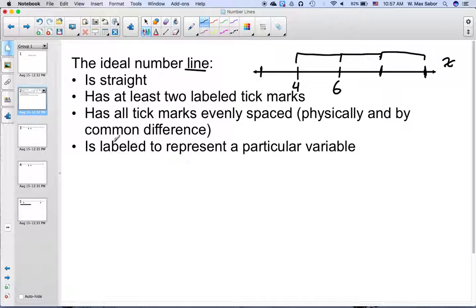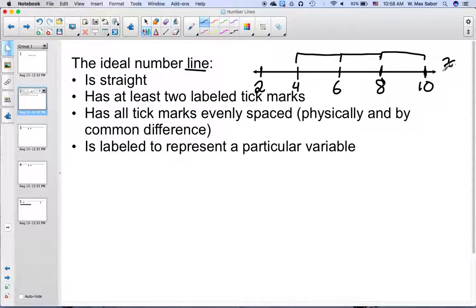Also, by common difference means how do you get from 4 to 6 by addition? Well, 4 plus 2 gives us 6. So we add 2 again to that, giving us 8 and 10. It can't be 4, 6, and then 7, 8. And then going the other way is subtracting 2. So 6 minus 2 is 4. 4 minus 2 is 2.